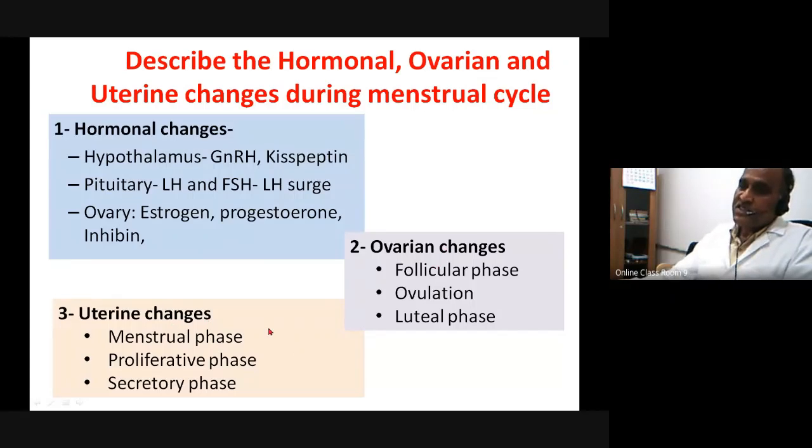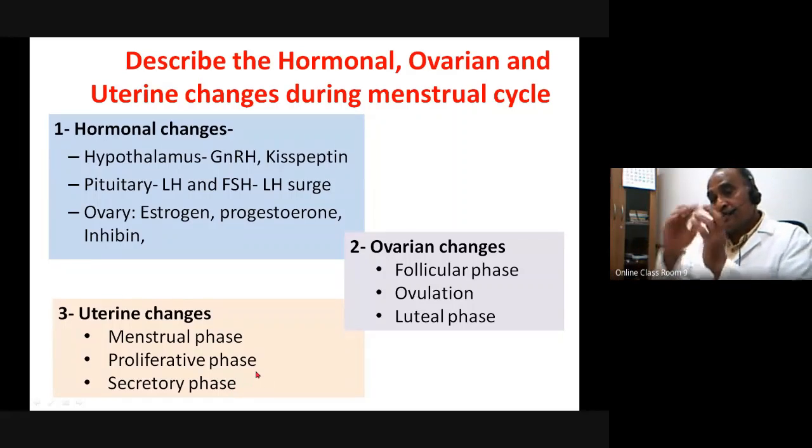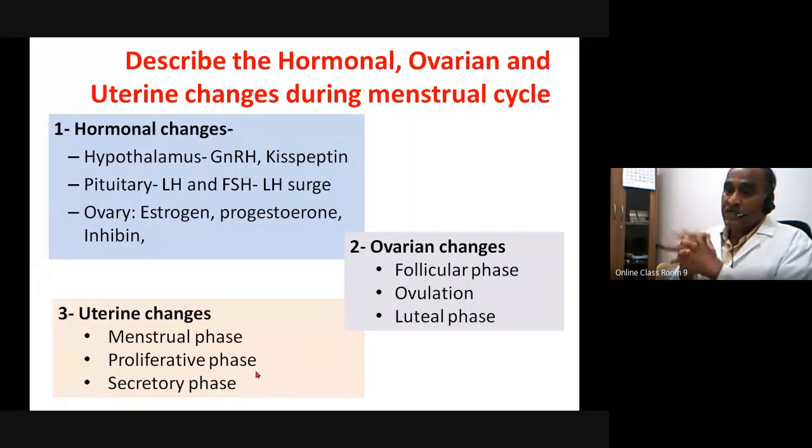And the uterine changes include three components: the bleeding phase or the menstrual phase, followed by a proliferation of the endometrium and the blood vessels. And after the ovulation, it is the glands which are getting secreted, and decidua formation, or the endometrium is prepared for the arrival of the blastocyst. That is the secretory phase. So that means there are three phases there: menstrual phase, proliferative phase, and secretory phase.